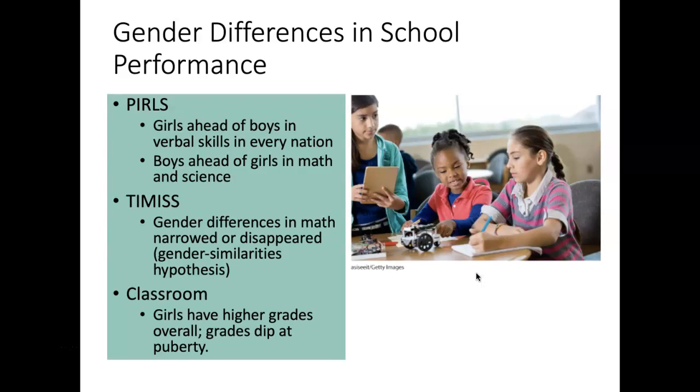The TIMSS found that gender differences in math narrowed or disappeared. There was a gender similarities hypothesis, so it could have been something in the tests themselves. In the classroom, girls have higher grades overall, but their grades dipped in puberty. And there are lots of different reasons why this happens. Some of them are based on gender stereotypes of who is the smart child in the classroom and what's expected of a girl, and some of it is based on the educational systems in middle school.